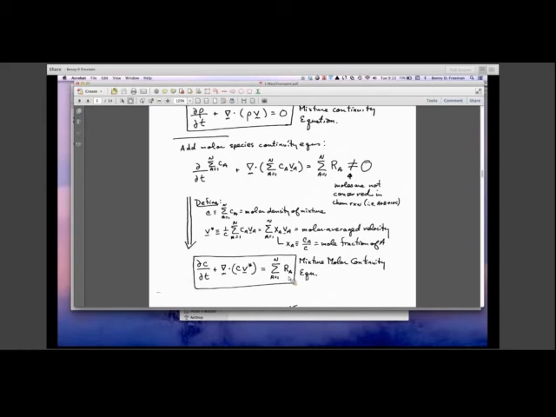Now, this is all that we need in terms of overall mass balances. We have the mass balance for an individual species, as many of them as we want. We have the mass balance for all of the species together in both mass coordinates and molar coordinates. And that's basically the end of that.